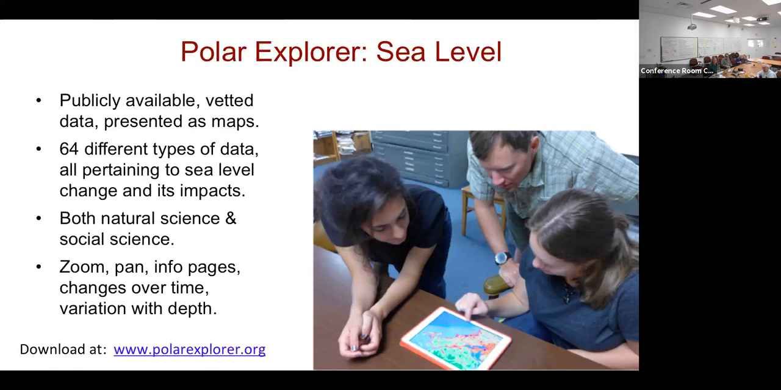And in the iPad version, you have access to zoom in on the data, and there's info pages which can tell you about the source of the data and some about how the data was interpreted. You have access in some of the data to changes over time. For example, how has the temperature changed over time since we started measuring it? And in some of the data types, you have access to variation with depth. And if you're interested in looking at this, you can download it from this URL.